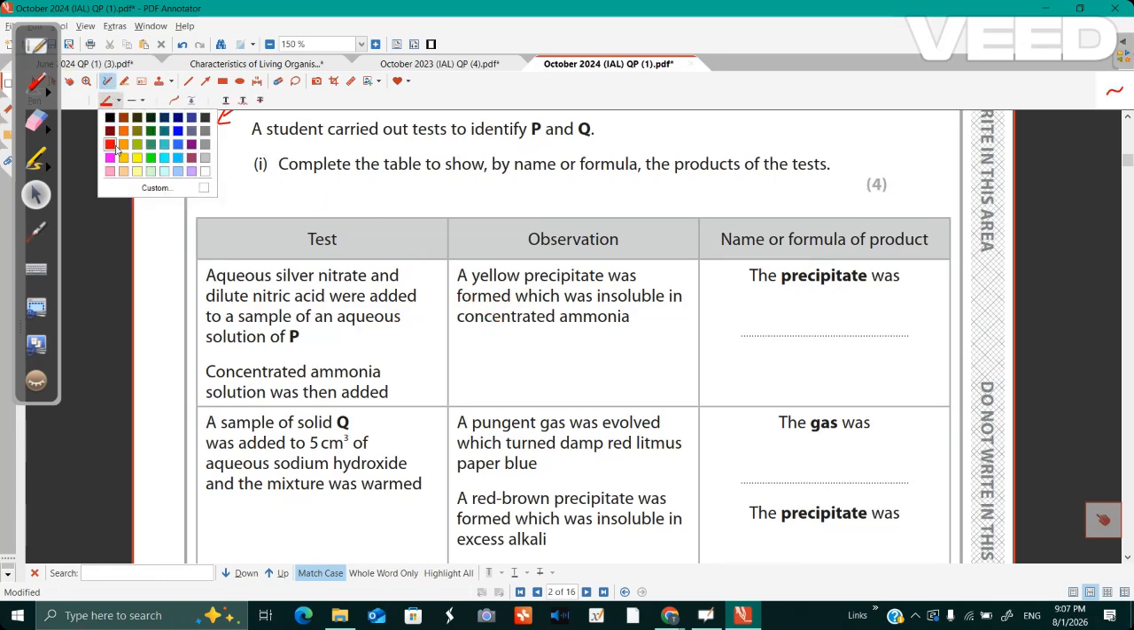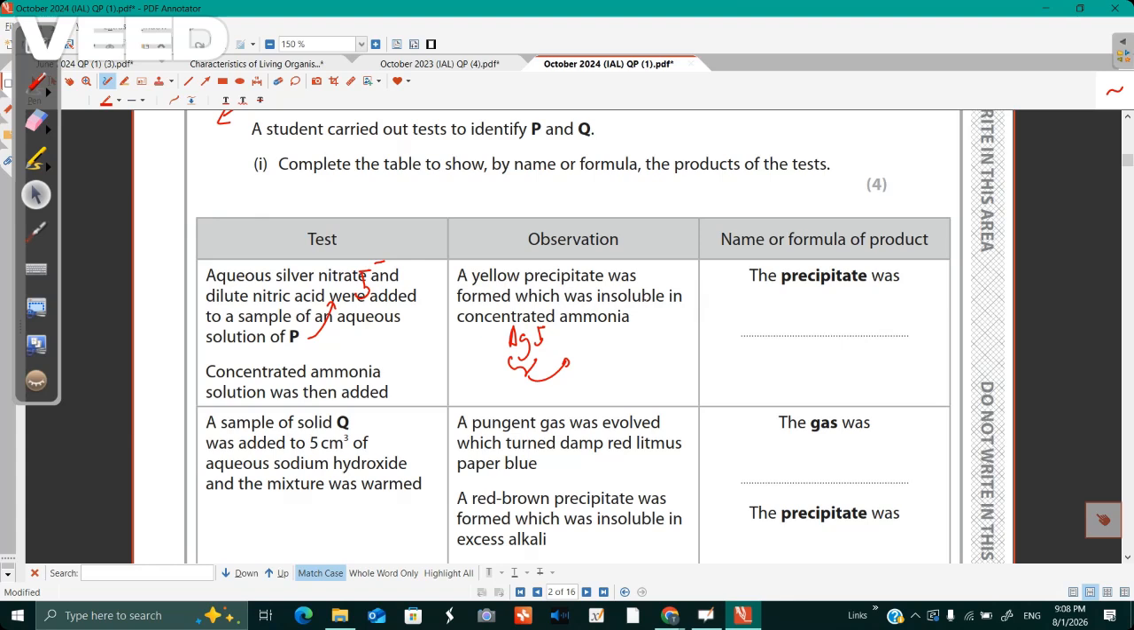So we can assume that the anion is what? Since we are getting silver iodide, we can assume that in P the anion is I minus. There's only one cation and one anion. They are asking for the precipitate, not the anion, so it must be silver iodide, with the state symbol.